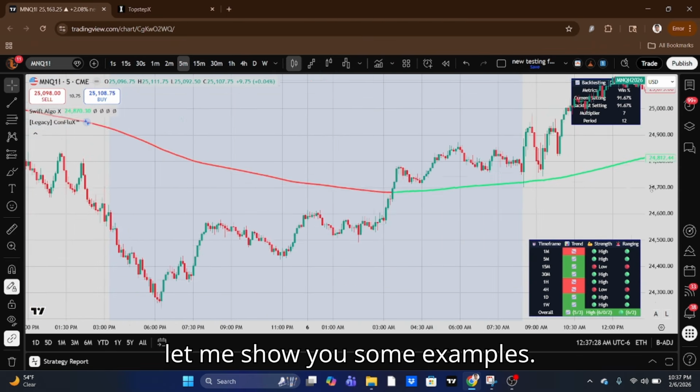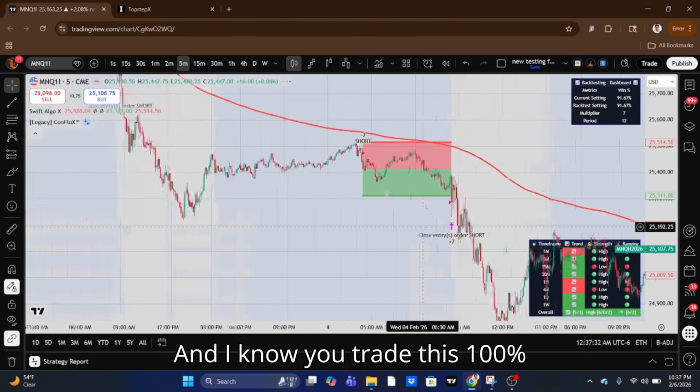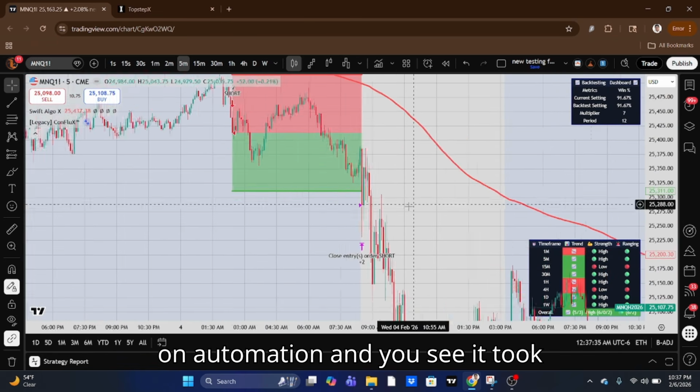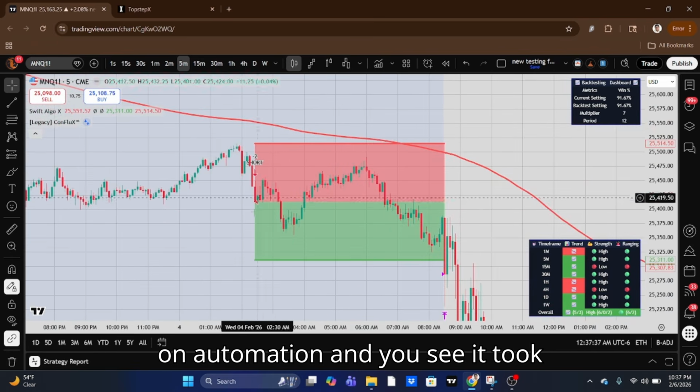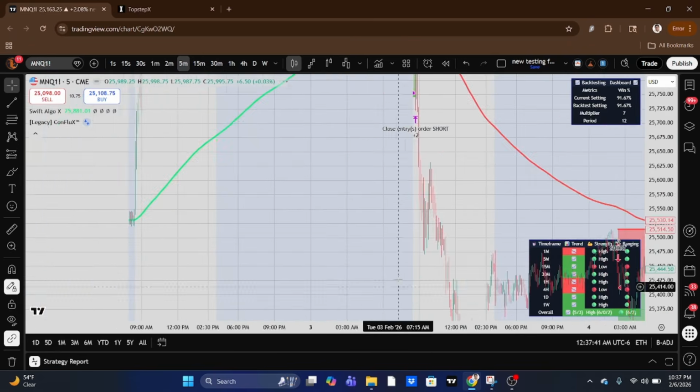So let me show you some examples. And I do trade this 100% on automation. And you see it took a short trade. It hit TP. See another one.